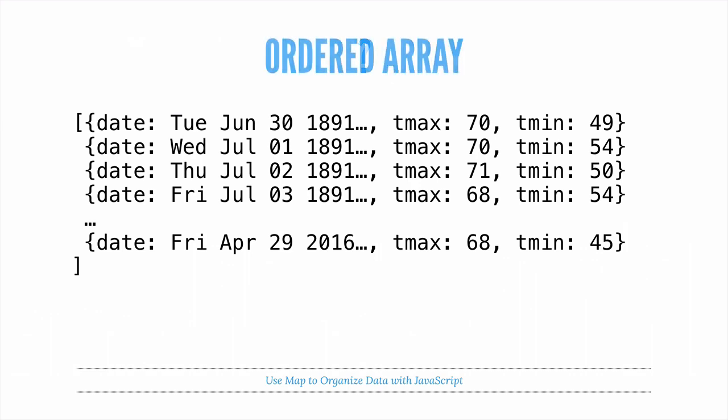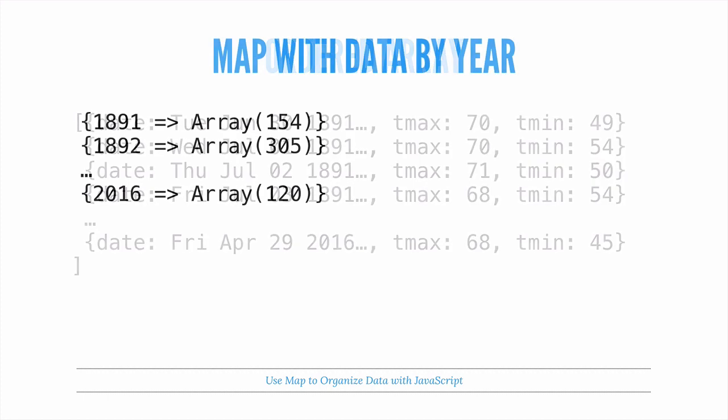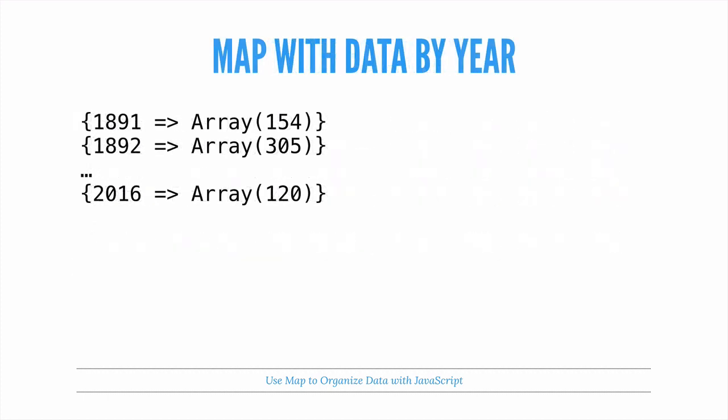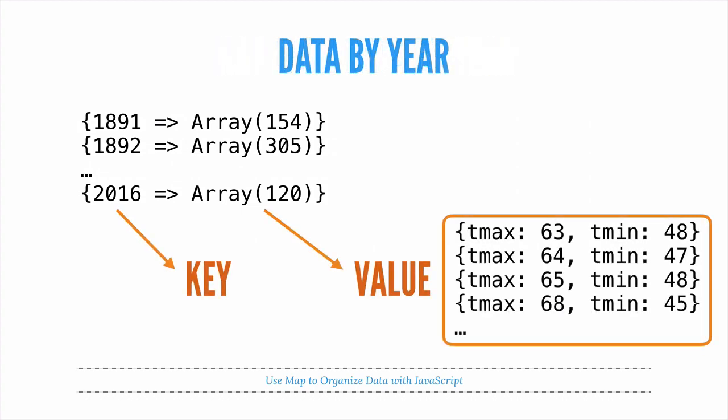What we've got now is an array with all our data ordered by date. And what we'd like is to group all the data for a year together so we can easily compute the average high temperature for the data points. In other words, what we'd like is a map where each key is the year and the value is an array of all the high and low temperatures for that year. So can we use an array as a value in a map? Yes, we can. So let's see how.